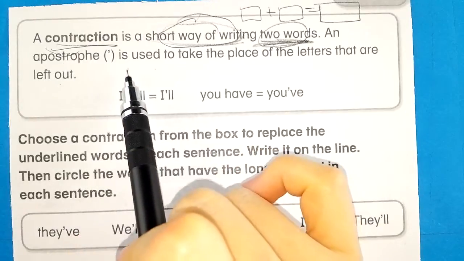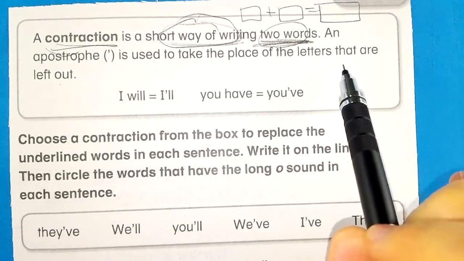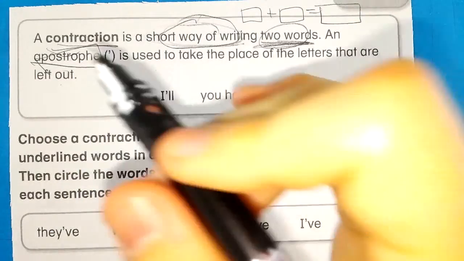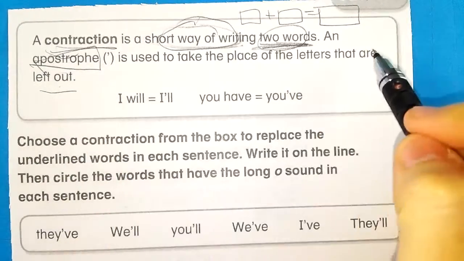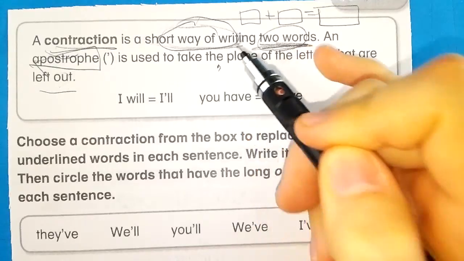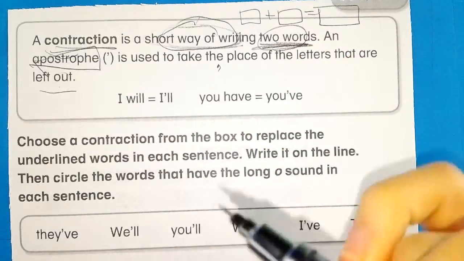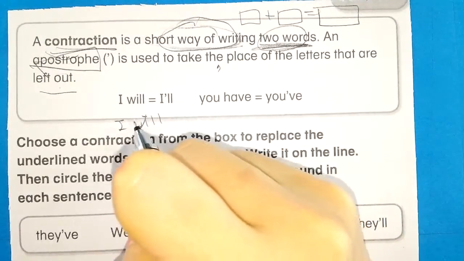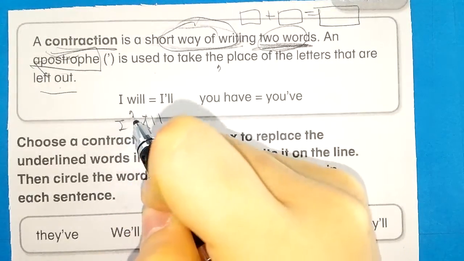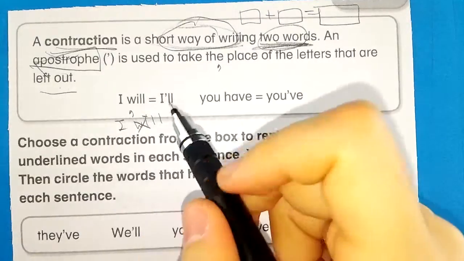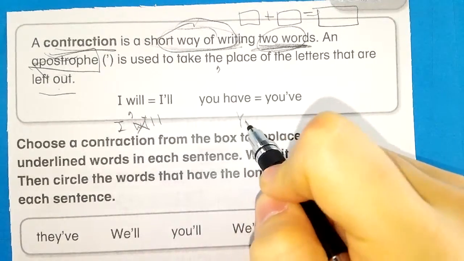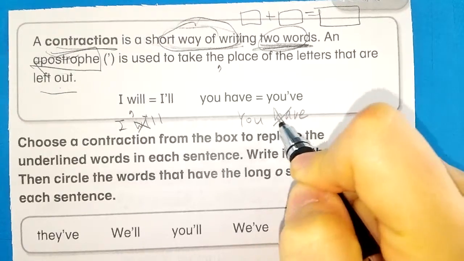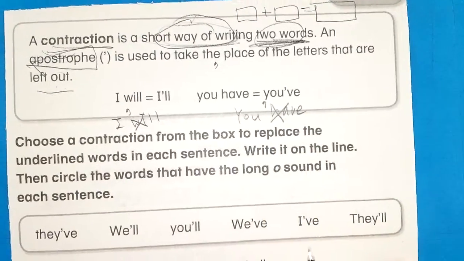An apostrophe is used to take the place of the letters that are left out. Apostrophe는 언제 뭔가 그 단어가 없어진 자리에 대신하는 데 사용됩니다. 여기 볼게요. I will인데 여기는 두 단어가 사라지고 지금 apostrophe가 이 자리를 메꾼 거예요. You have도 줄일 수 있는데 have에서 두 단어를 빼주고 apostrophe가 올 수 있습니다.